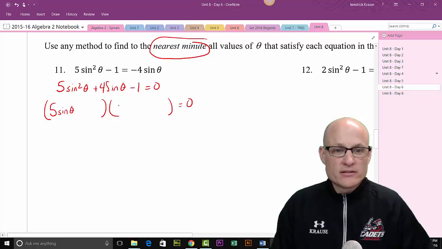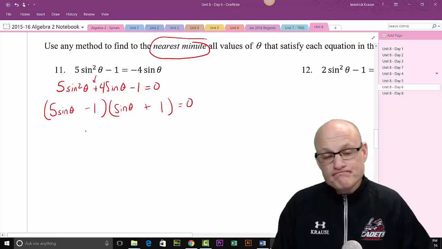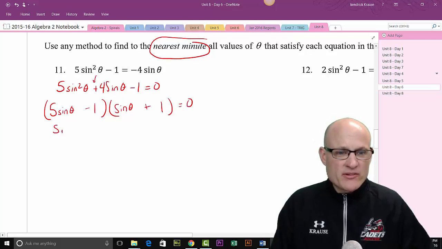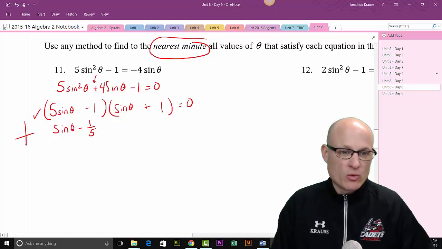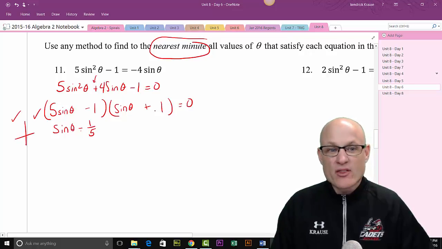Five sine theta. It's got to be 1 and 1. We want positive 4, so we'll put the plus here and the minus here. Okay, so this one gives me sine theta equals 1/5. That's positive. Positives are in quadrant 1 and quadrant 2. This one gives me sine theta equals negative 1.